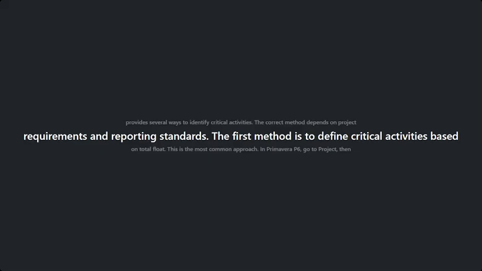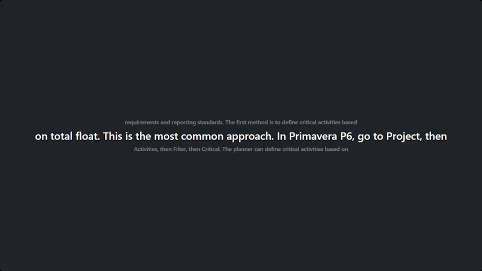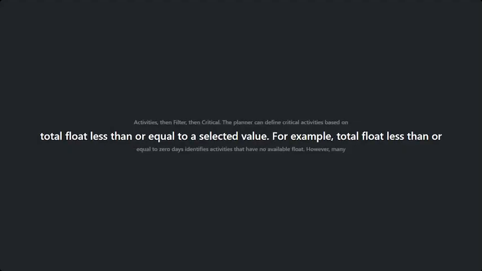The first method is to define critical activities based on total float. This is the most common approach. In Primavera P6, you go to Project, then Activities, then Filter, then Critical. The planner can define critical activities based on total float less than or equal to a selected value.